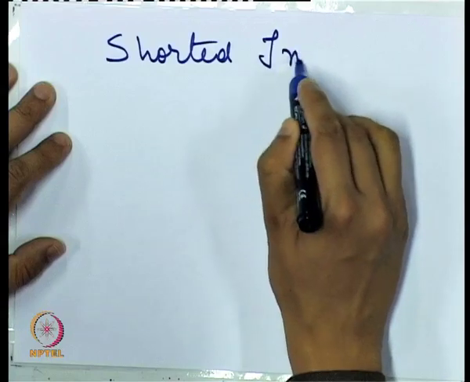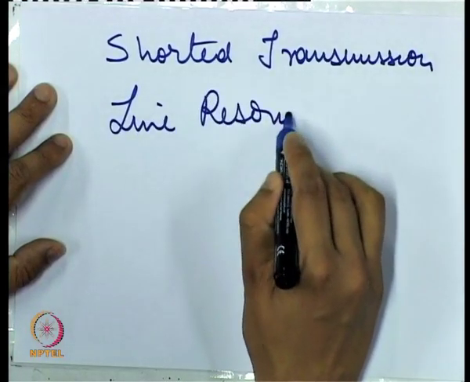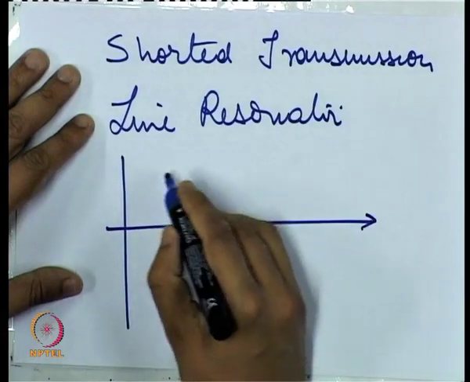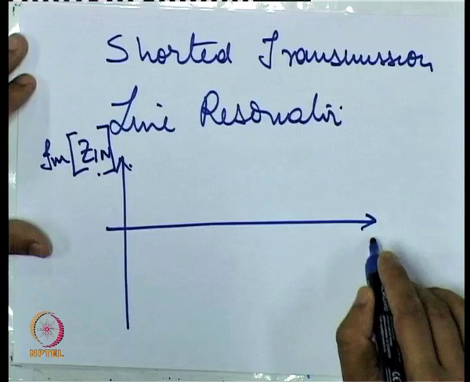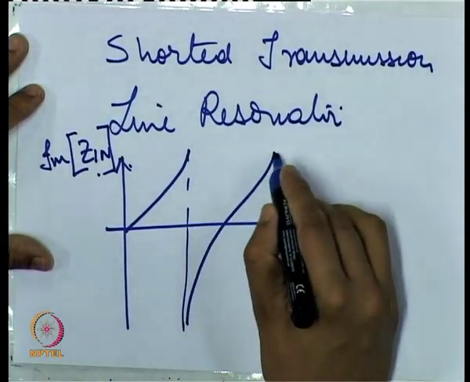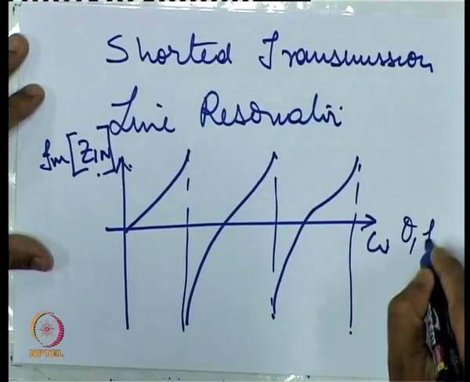Rather, I would now like to show some of the actual microwave resonators that are used. So let us see the characteristics of a shorted transmission line. For a shorted line resonator, if we plot the imaginary part, or the reactance, versus the frequency, then we get a curve like this, which is a tan function, and this is periodic in frequency theta, f and L.